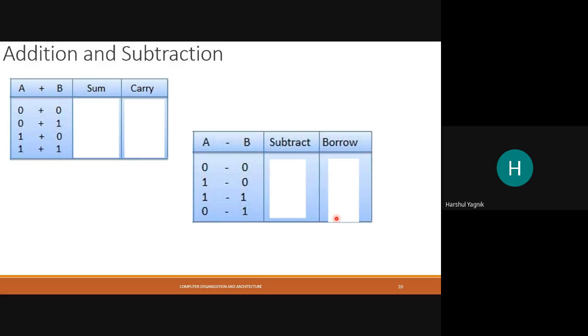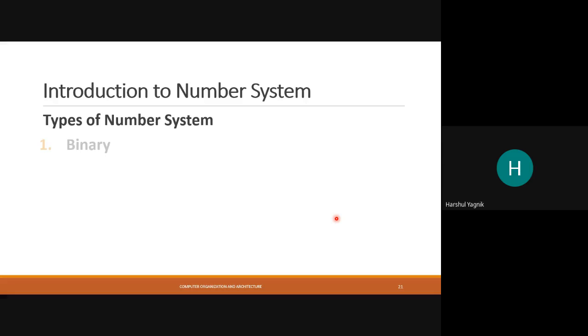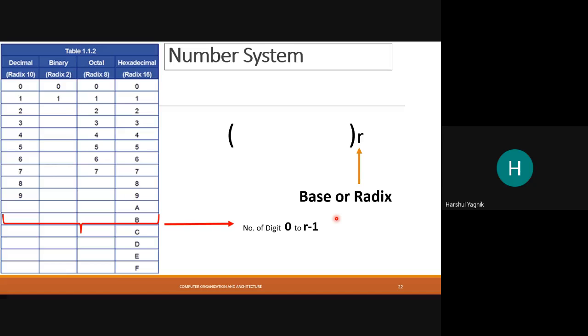Okay. Now addition we have seen already. So I'm just skipping this slide. We have seen addition, subtraction both. So we have types of number system: binary, octal, decimal, and hexadecimal. You always remember that the radix R indicates which is the number system. If R is equals to 10, then it is decimal. R is equals to 2, it's binary. R is equals to 8, it is octal. R is equals to 16, it is hexadecimal. So if it is radix R system, the number of digits will be 0 to R minus 1.